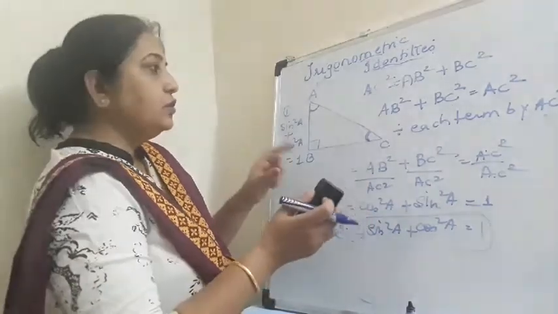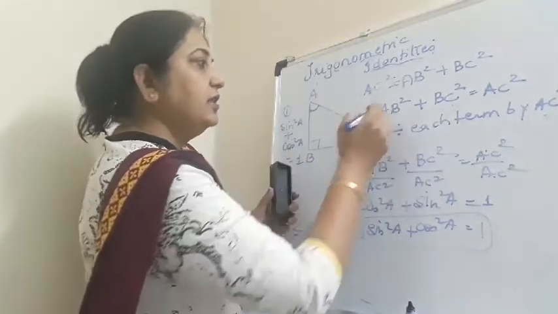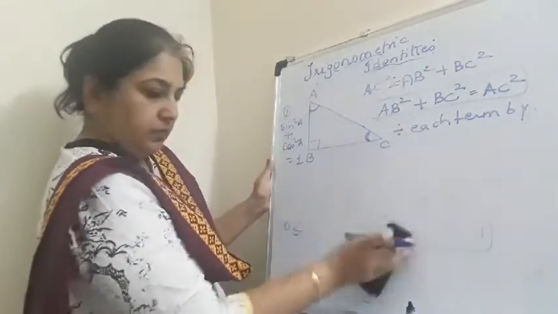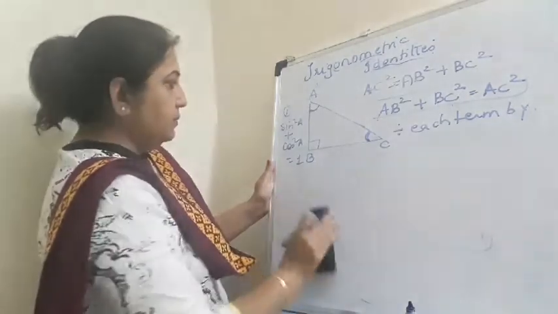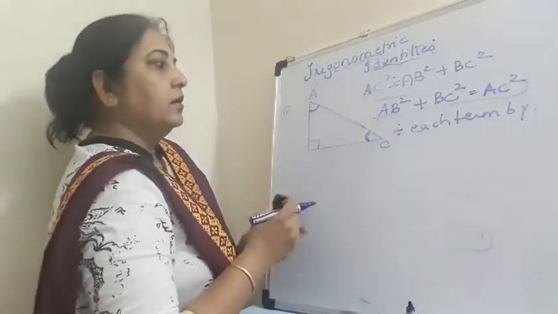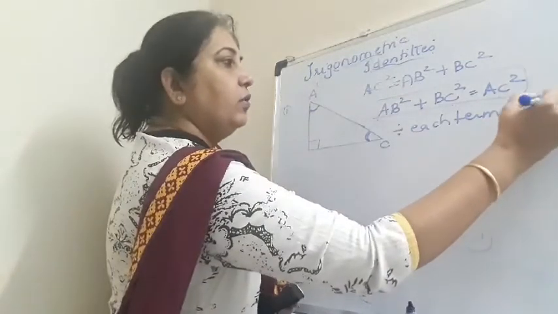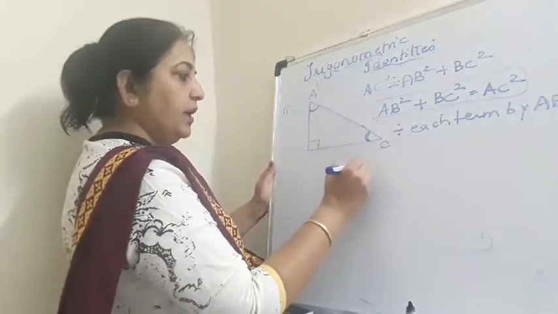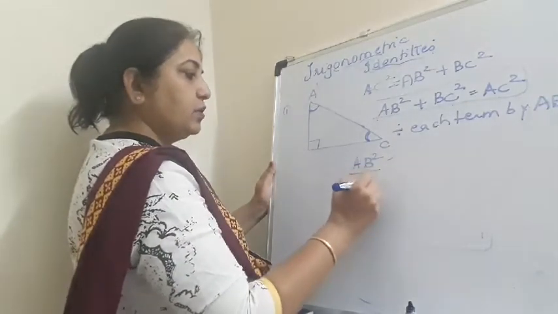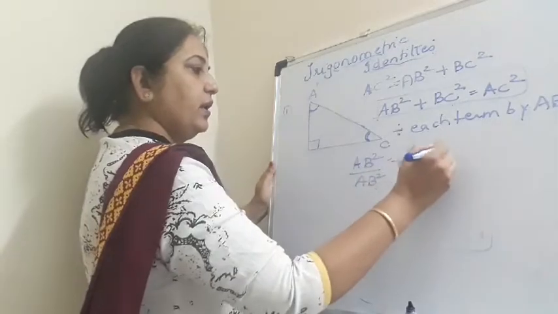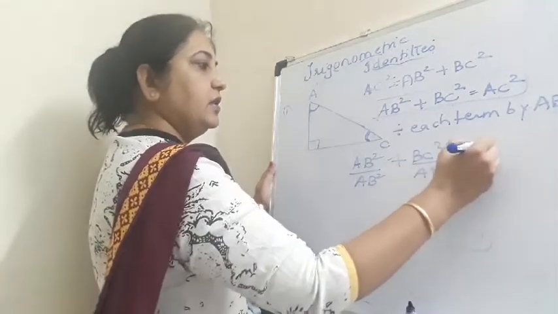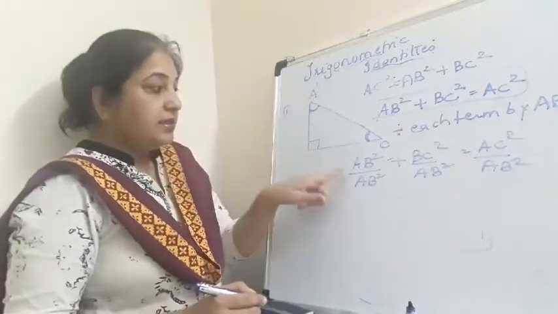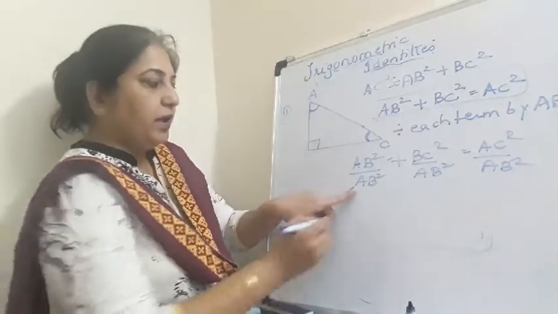Now identity 2. So I am not going to change this. This will be same. Now I will divide each term by AB square. So therefore AB square upon AB square plus BC square upon AB square, which is equal to AC square upon AB square. Right? As we write this, we check what is AB square upon AB square?